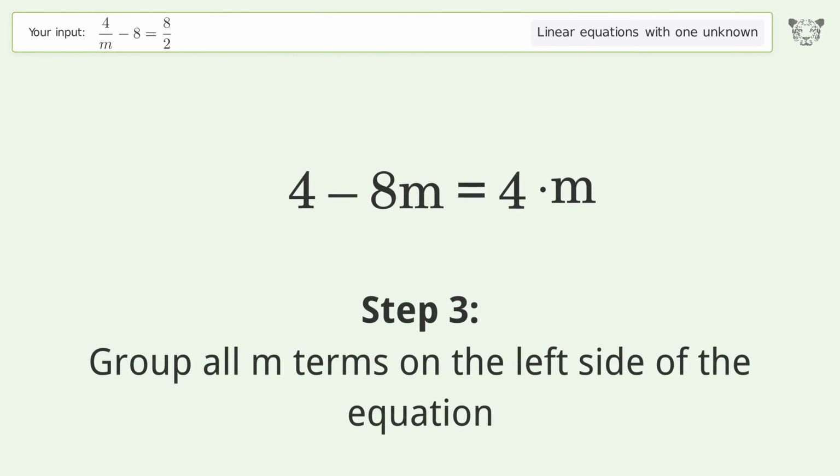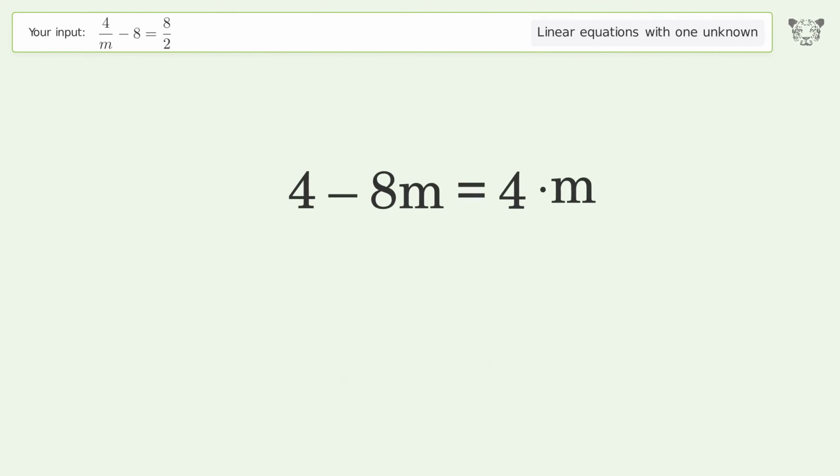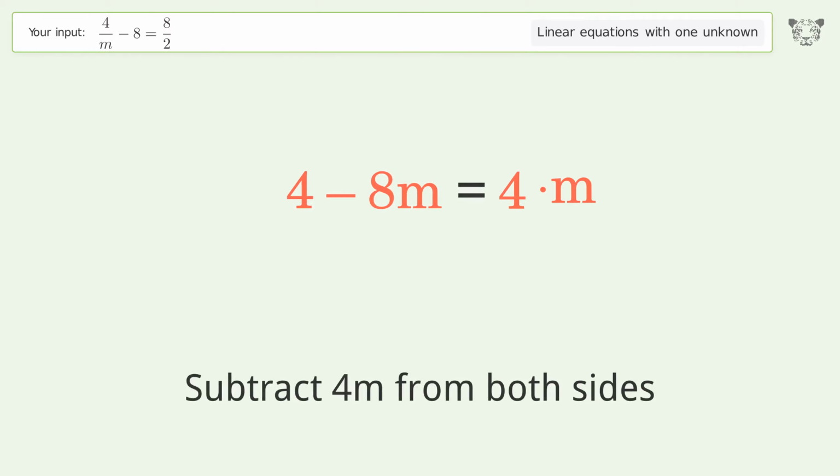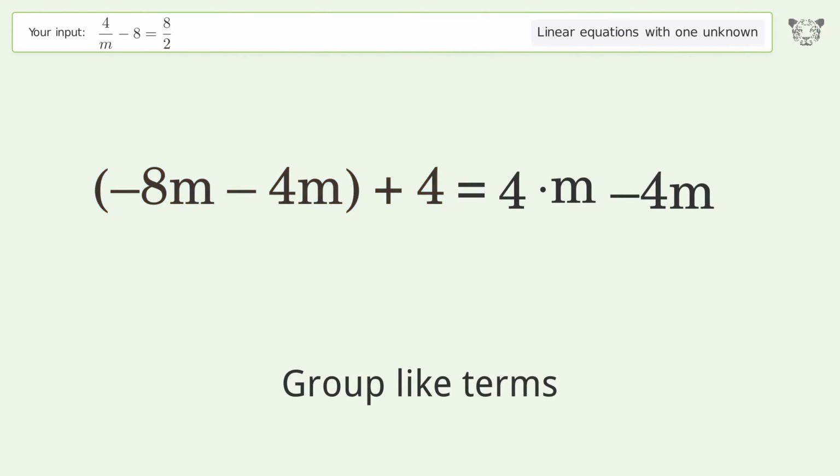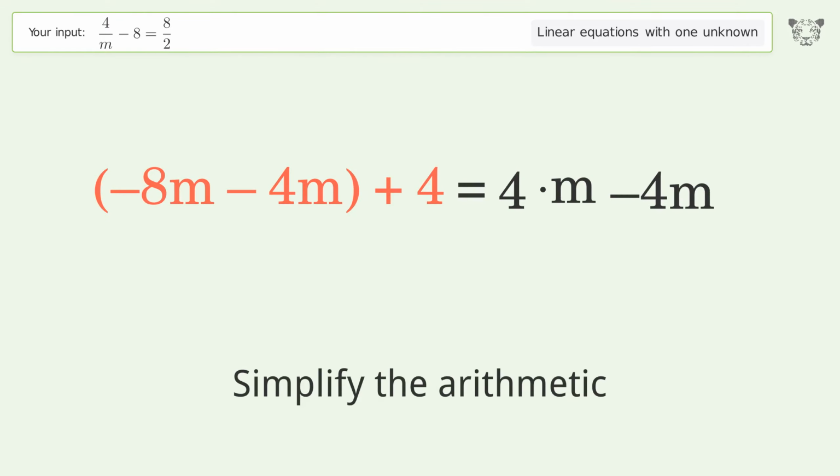Group all m terms on the left side of the equation. Subtract 4m from both sides. Group like terms. Simplify the arithmetic.